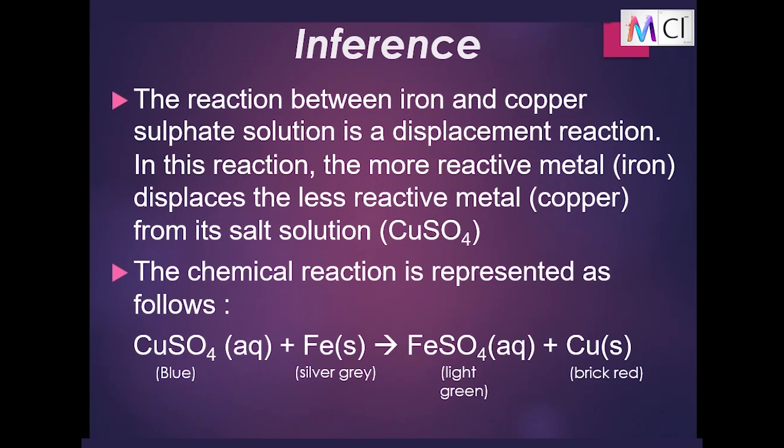Inference. The reaction between iron and copper sulfate solution is a displacement reaction. In this reaction, the more reactive metal, that is iron, displaces the least reactive metal, that is copper, from its salt solution, that is copper sulfate. The chemical reaction is represented as follows. Copper sulfate plus iron gives iron sulfate plus copper.